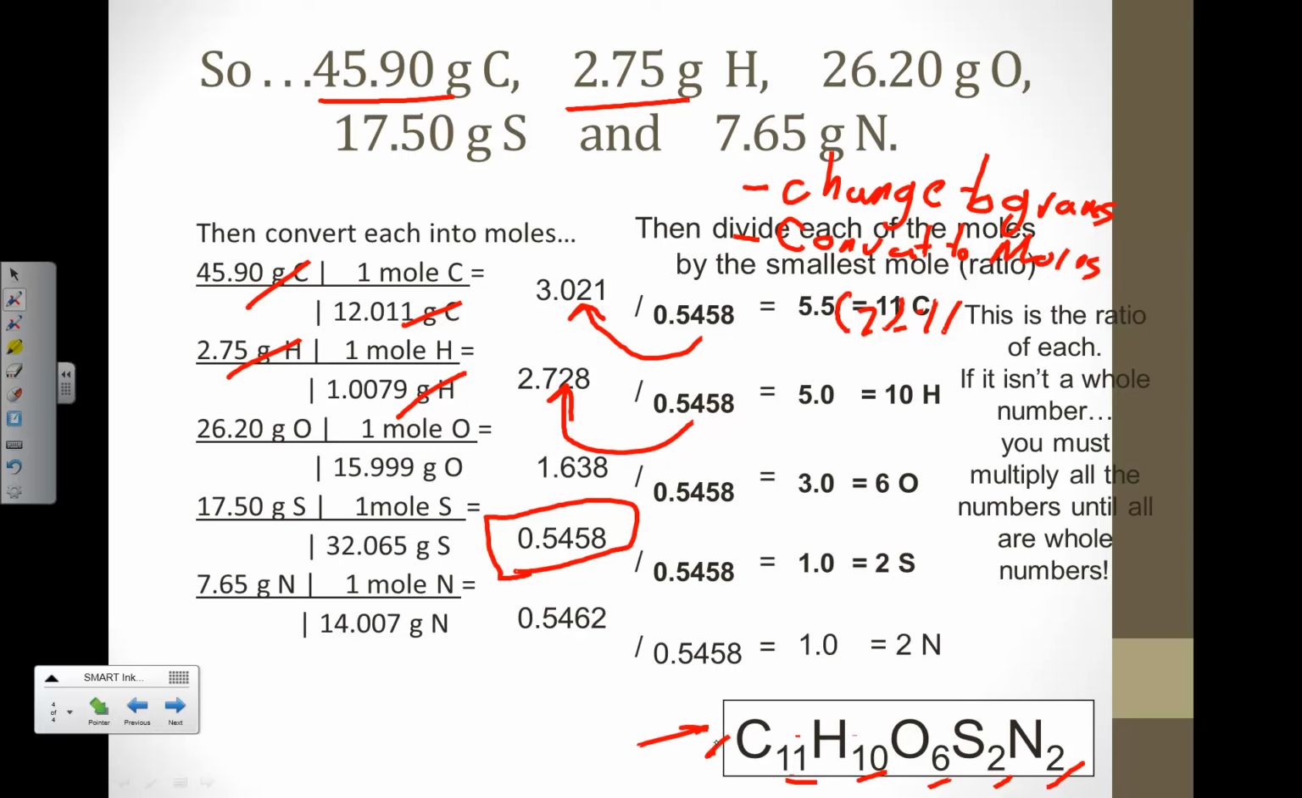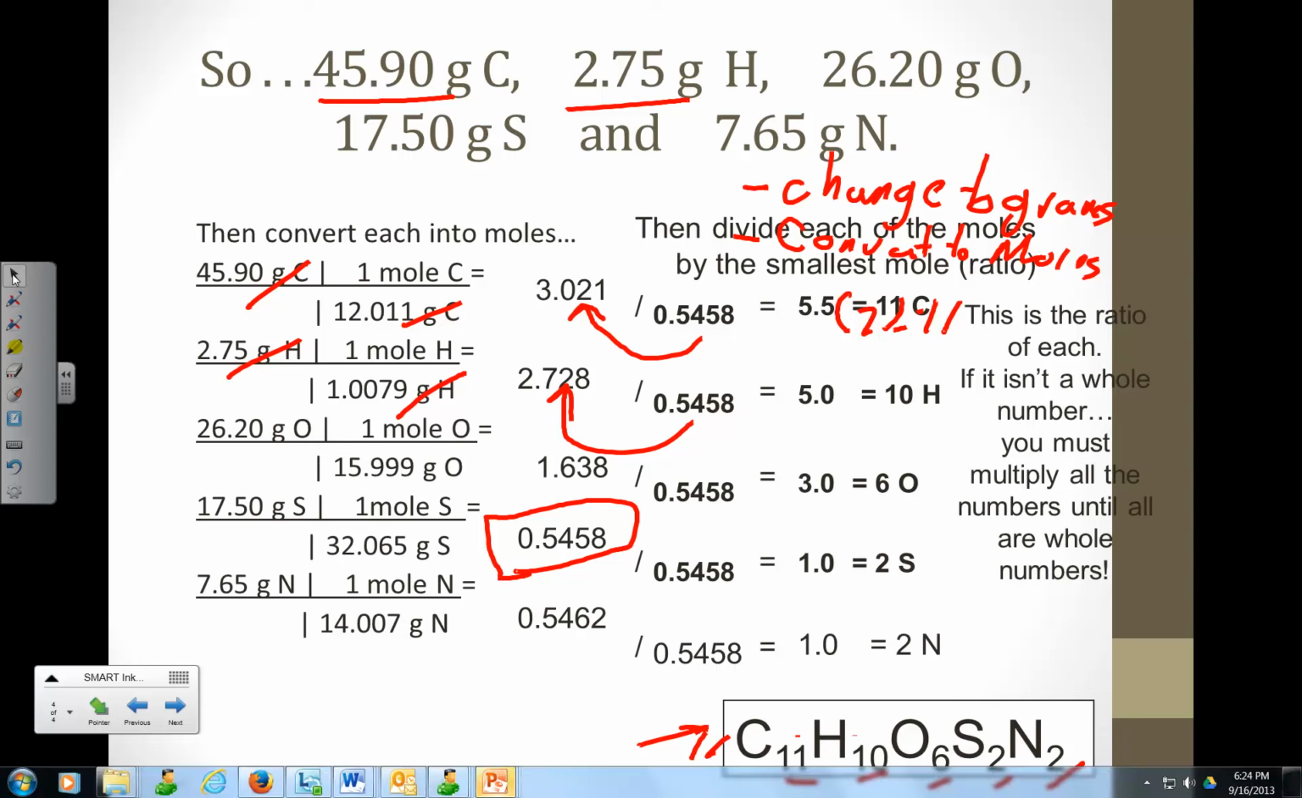Okay, so this is our empirical formula. Now, a molecular formula may have different amounts, but the ratio will always be like 11 to 10. So we could have something like 22 to 20 to 12 to 4 and 4. The ratio has to stay the same, but different molecular formulas could have different amounts of carbon, hydrogen, oxygen, sulfur, and nitrogen.